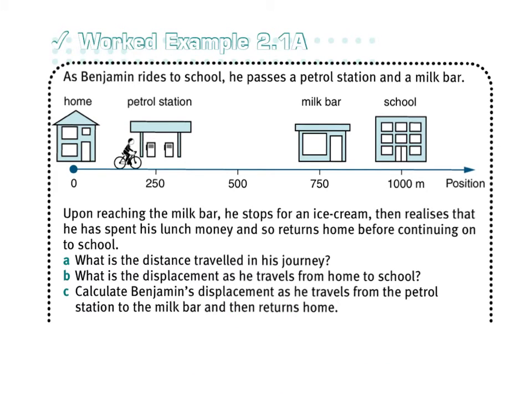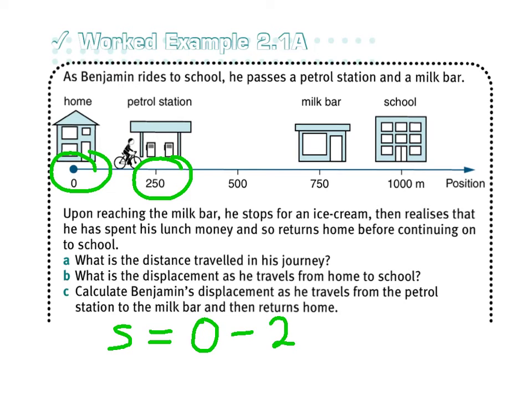Now we have another displacement question. So we're looking for the change in position. Calculate Benjamin's displacement after he travels from the petrol station to the milk bar and then returns home. So we're interested in the difference between his position at the petrol station compared to home. So S is equal to, now his final position was home, was at 0. So he finished up at 0. Subtract his initial position, which was at 250 metres.